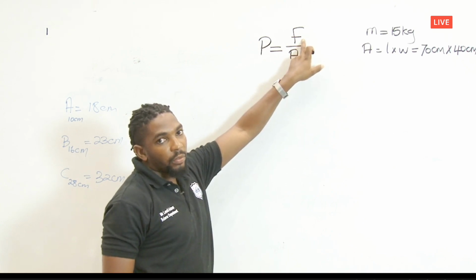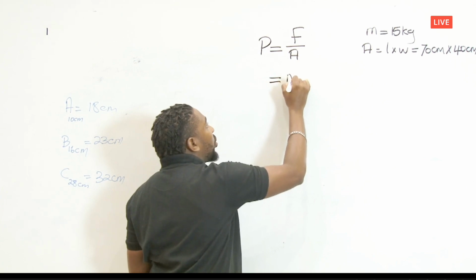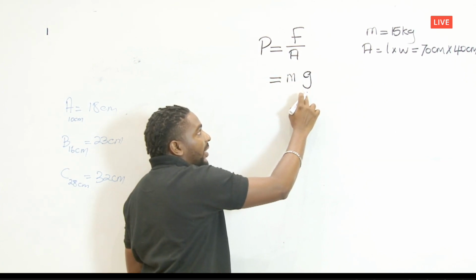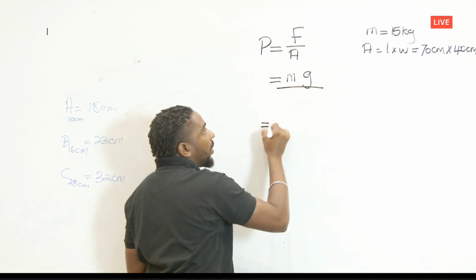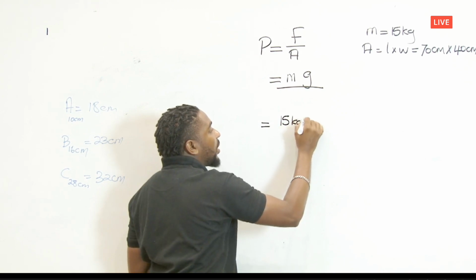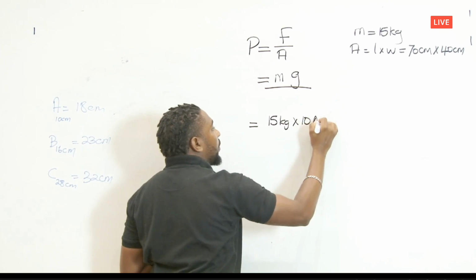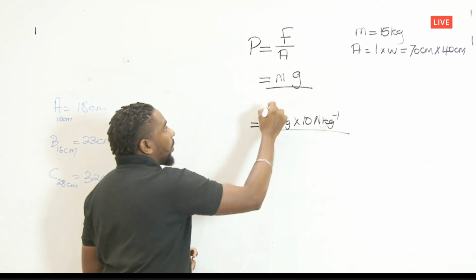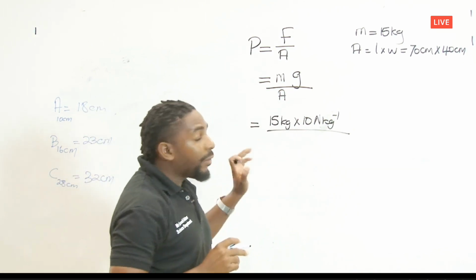Now, the question didn't give us the force. But using the mass, we are able to get the force, right? Because in this case, it is due to the weight of the object. So the force is actually due to the weight, which is mass times gravity. G is a constant value, which is always 10. So that value there is going to be 15 kg multiplied by 10 newtons per kilogram.